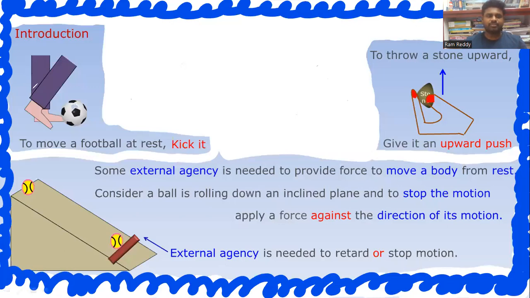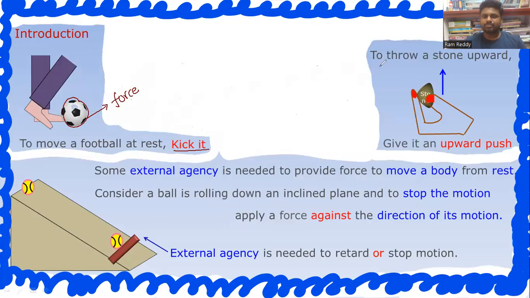In this introduction, first, if we observe one example, we have a ball. To move a football from its rest position, definitely we have to kick it. That means we have to give some external force in order to move that ball. That we can observe with the first example.